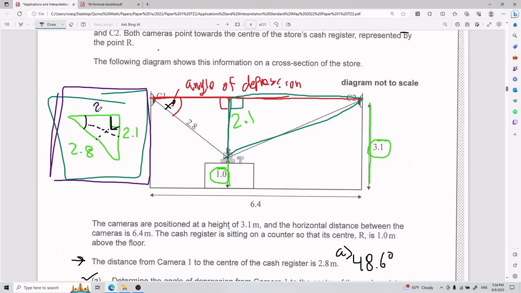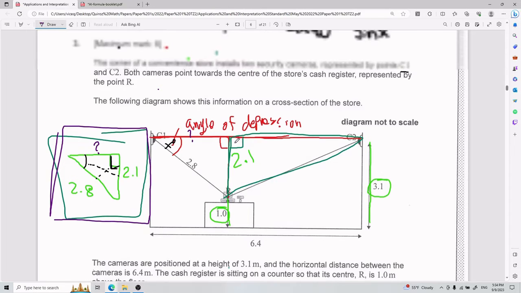What is this side up top? Which would be this side here. What is this side up top? Well, I can use the Pythagoras theorem.